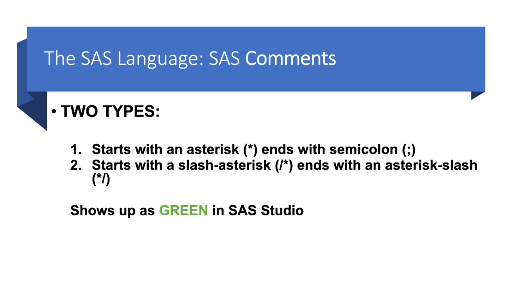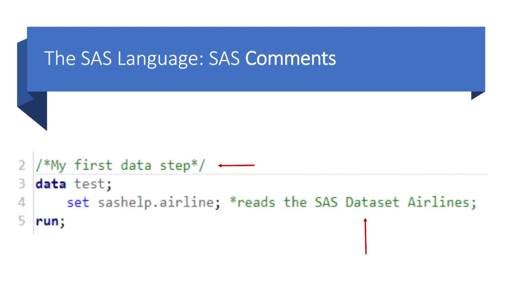So there are 2 types of comments. One is going to start with an asterisk and end with a semicolon. And the other one is going to start with a slash asterisk and end with an asterisk slash. So those stars are going to be on the inside. It's like those stars are hugging the statement. And these comments are going to show up green in SAS Studio. And I'm going to show you that in SAS Studio itself after we go through this presentation.